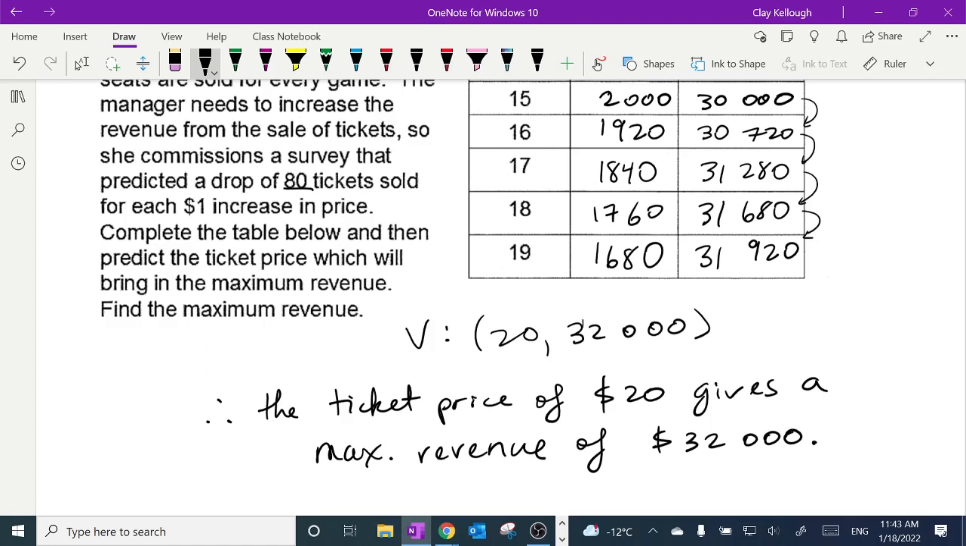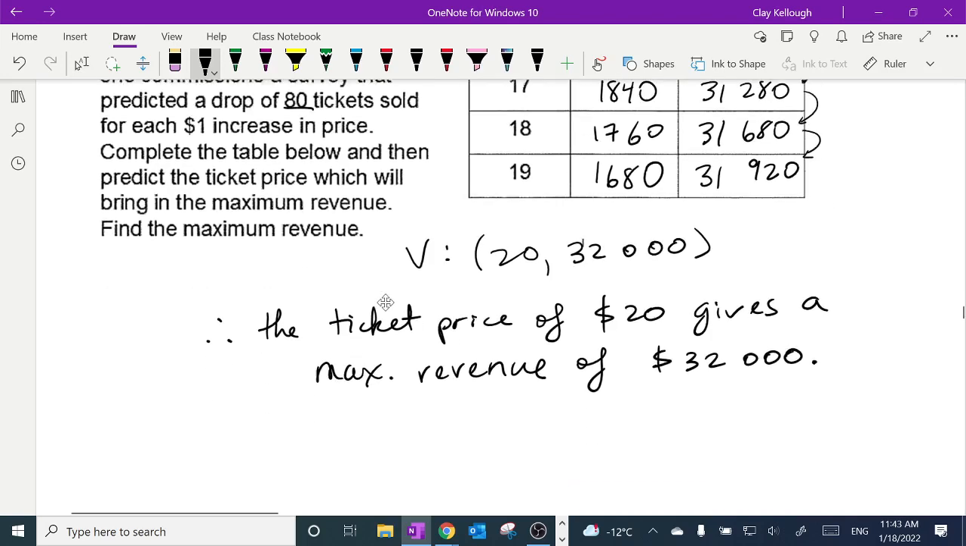Okay, the next example is a little different. Check this one out. First of all, it's got this really complicated looking diagram.